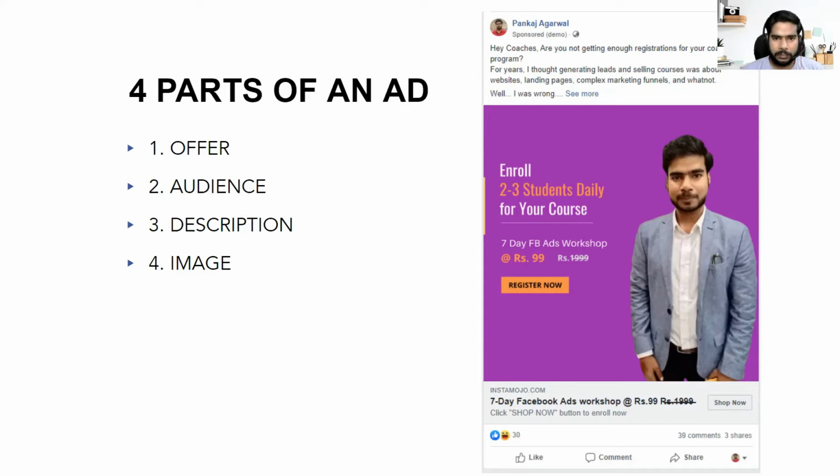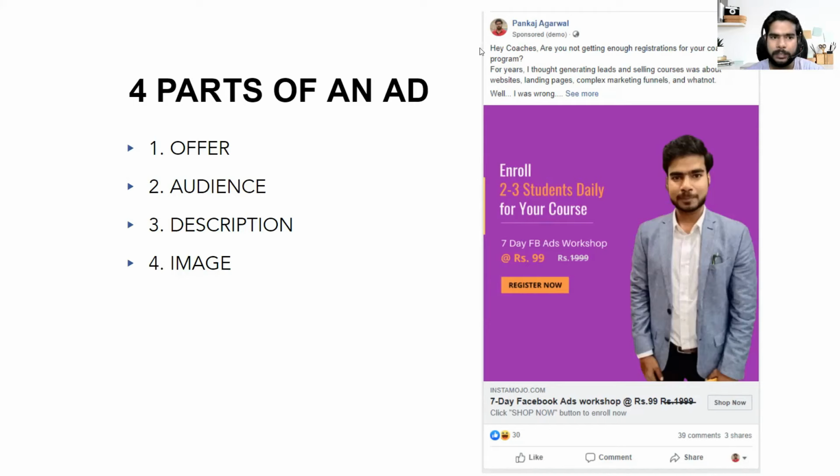Four parts of an ad. What is the actual ad? The ad which is seen on your Facebook feed. Whenever you're scrolling, you don't see campaigns or ad sets there. As an end user, what you see is an ad. And what does an ad consist of? Just four things: the offer, the audience, the description, and the image. These are the four main parts of any successful ad.